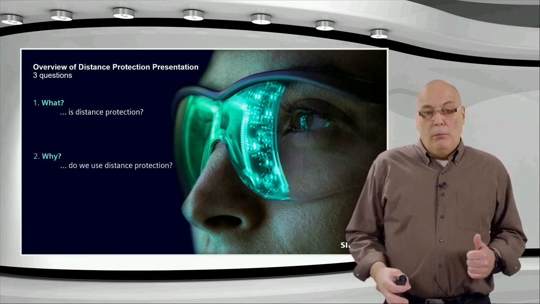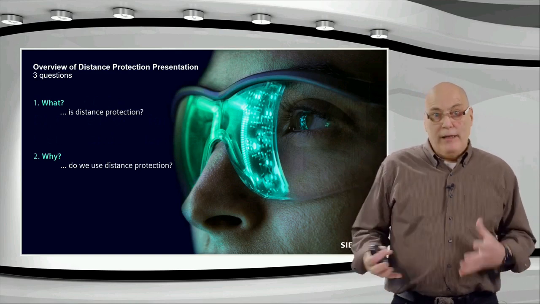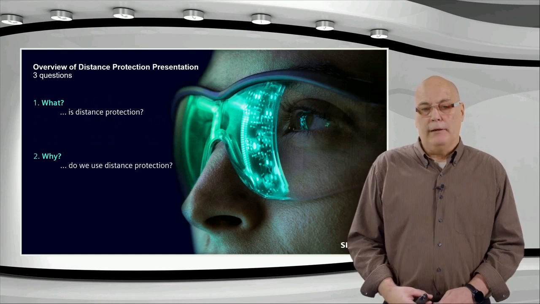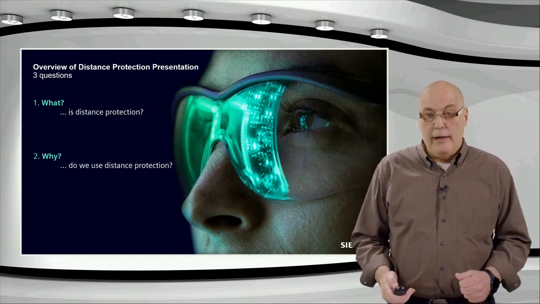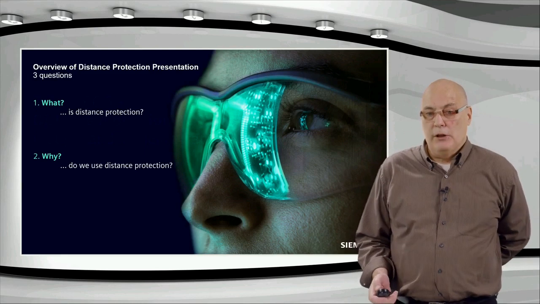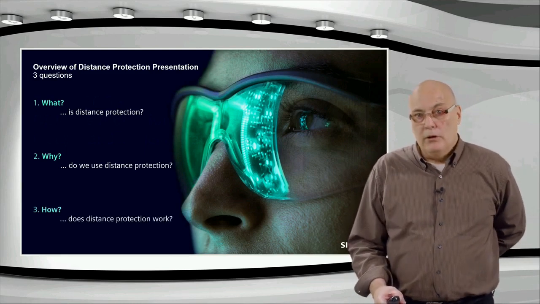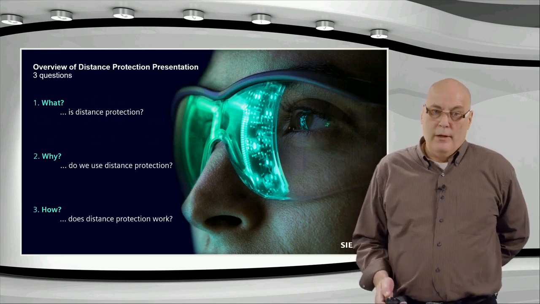What you know, probably, if you know anything about distance protection, is that it's fairly complicated. So the question then is, why would we use something that is so complicated? And that I will try to explain, the real big advantage of having a distance protection. And then finally, a little bit, how does it work? Because if we're going to use it, we need to also know how it works.